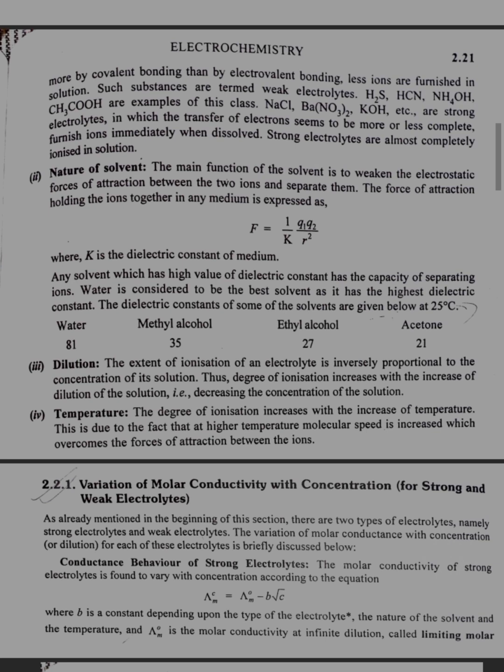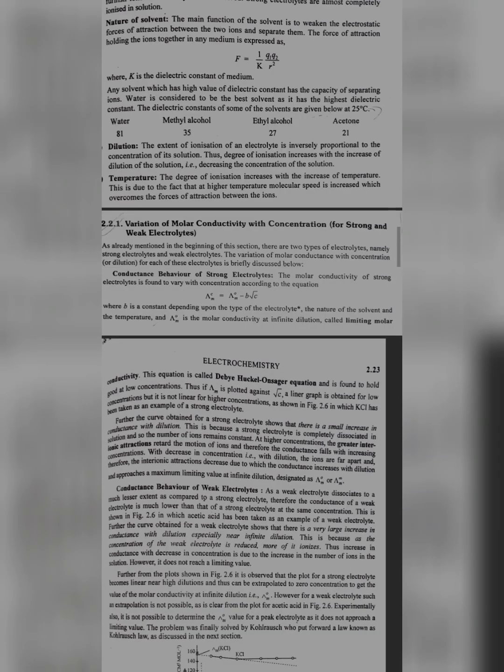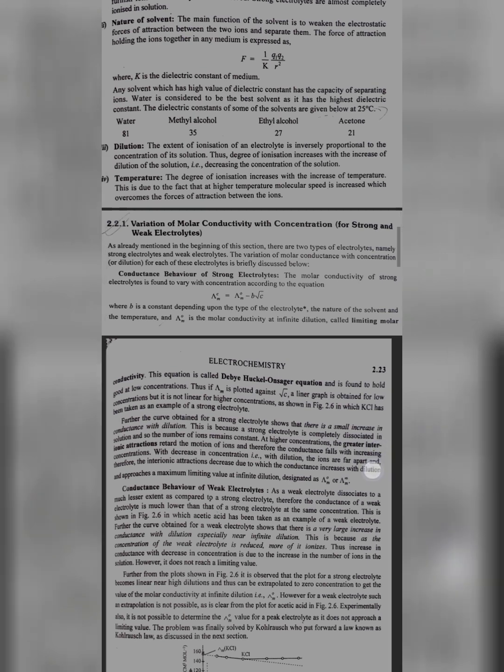Now, dilution. The extent of ionization of an electrolyte is inversely proportional to the concentration of its solution. Thus the degree of ionization increases with increase of dilution, that is, with decrease in the concentration of the solution. Temperature. The degree of ionization increases with increase of temperature. This is due to the fact that at higher temperature molecular speed is increased, which overcomes the force of attraction between the ions.